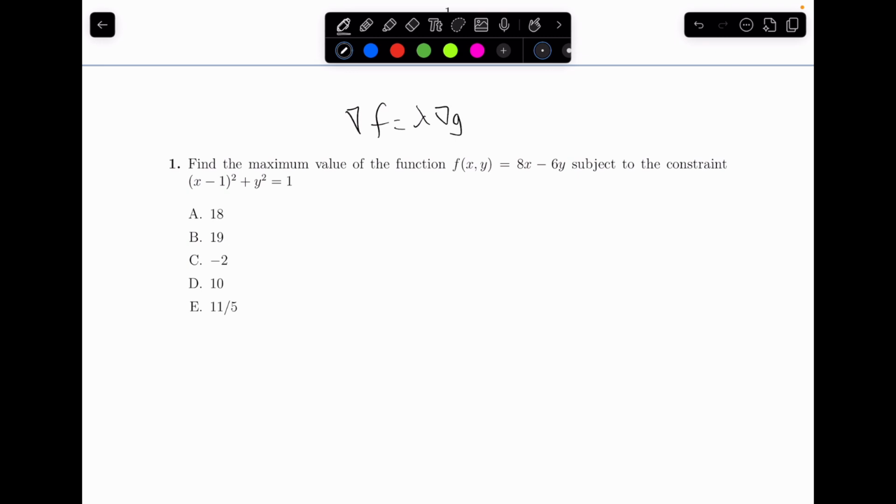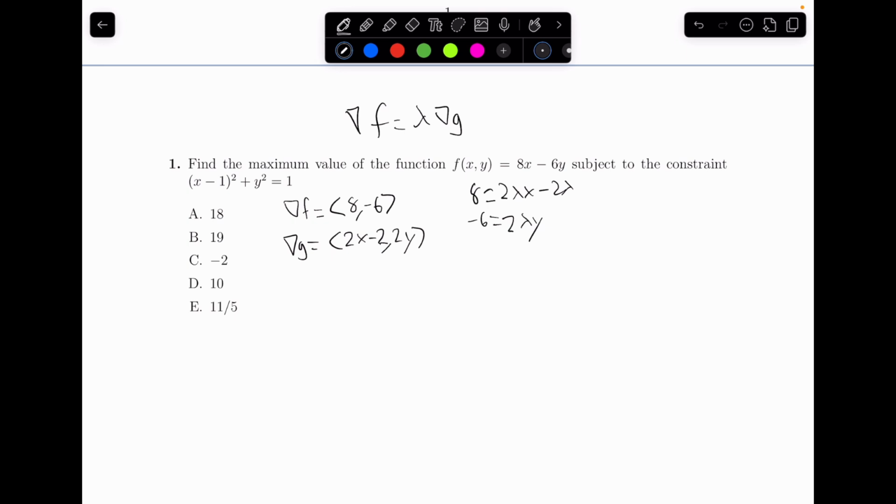The functions here are not too bad. So the gradient of f is going to be just 8, negative 6. And then the gradient of g is going to be 2x minus 2 and then 2y. So that's actually not bad. We set up our equations and we're just going to get a system. We get 8 equals 2 lambda x minus 2 lambda, and then negative 6 equals 2 lambda y.